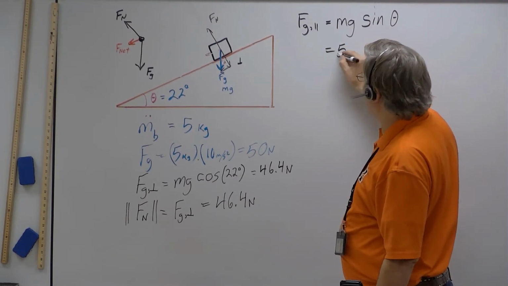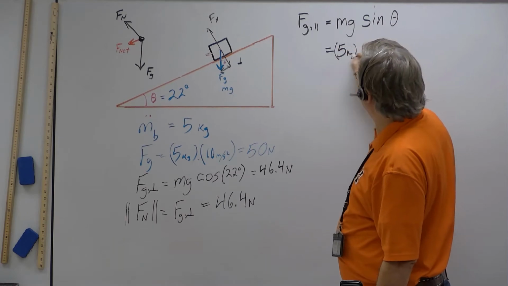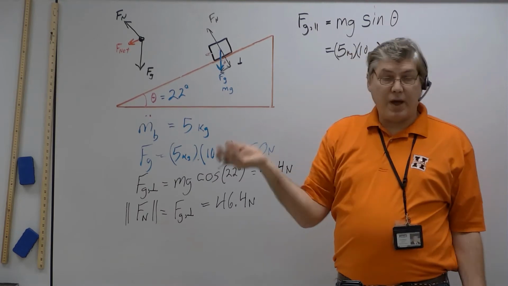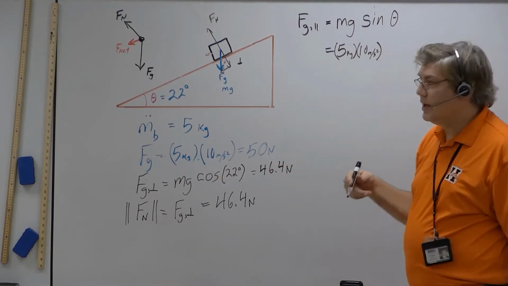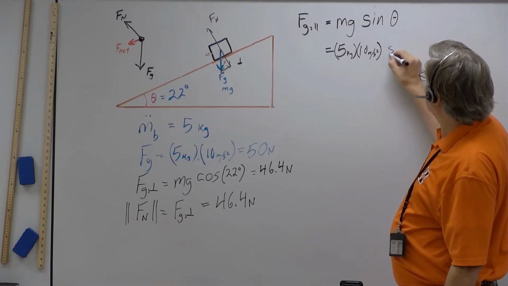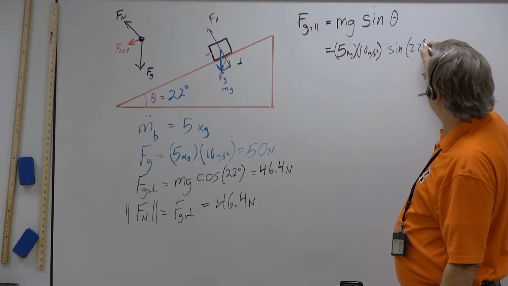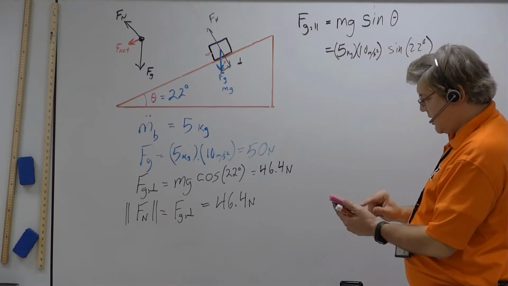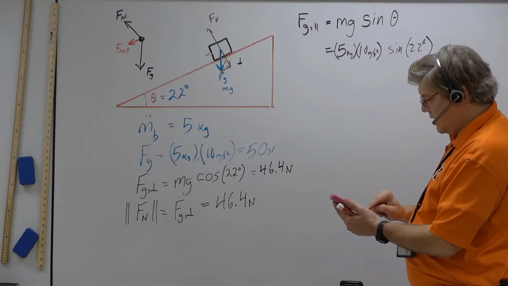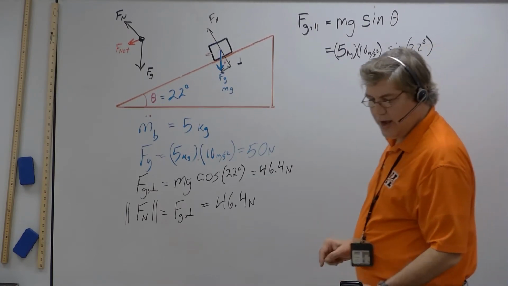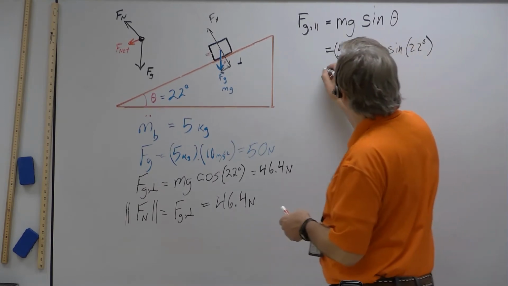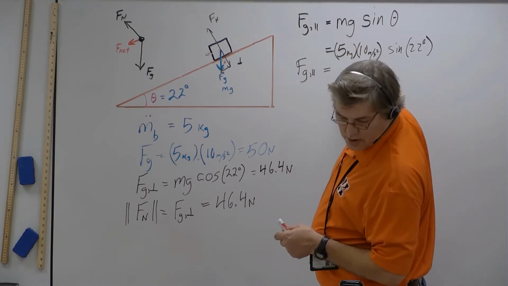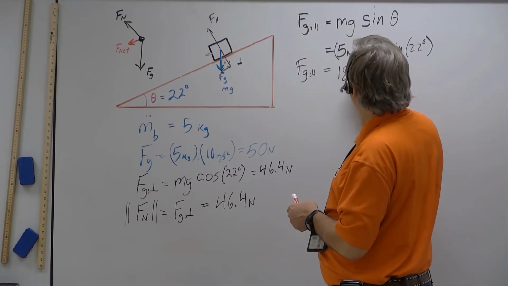I have my 5 kilograms. I have 10 meters per second squared for gravity. If we were doing a lab, we might use 9.8, closer to the real thing. But here we can approximate, times the sine of 22 degrees. Plug that into my calculator. 5 times 10 times sine of 22 degrees. And I end up with 18.7. So my force of gravity parallel is 18.7 newtons.